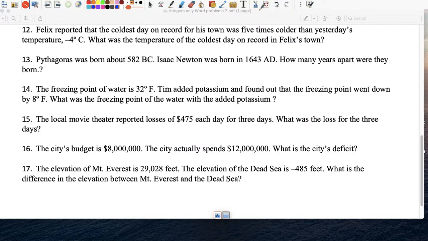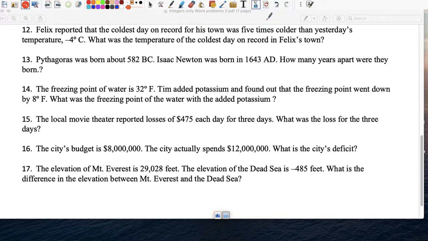Okay, freezing water is 32 degrees Fahrenheit. A team added potassium and found that the freezing point went down by 8. What is the freezing point of the water with the added potassium? So here's the temperature right now. Went down by 8. It can be written as that. Or 32 plus, right? And then going down by 8 can be represented by a negative integer, negative 8. Either way, you get the same answer, which is 24.